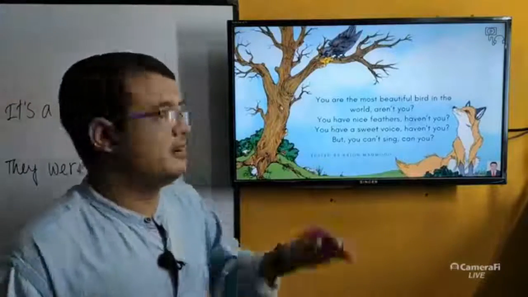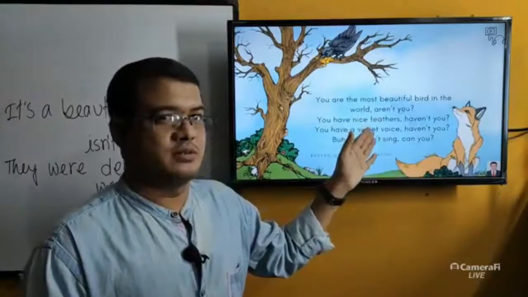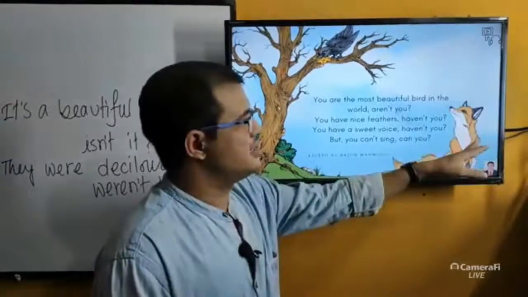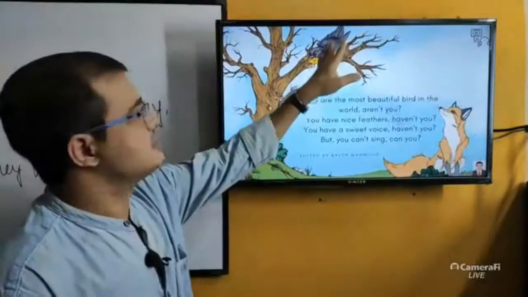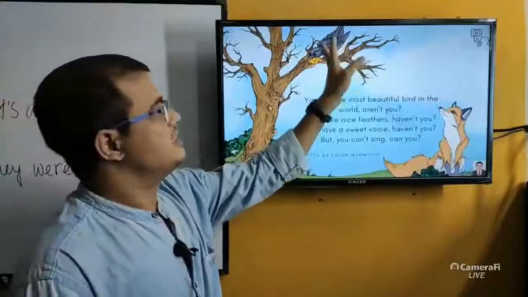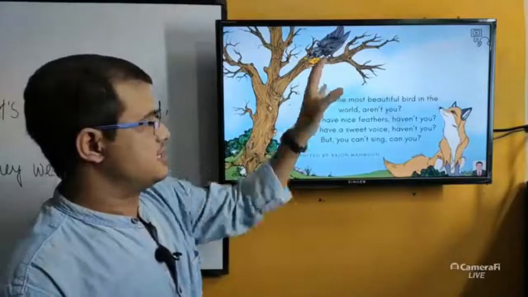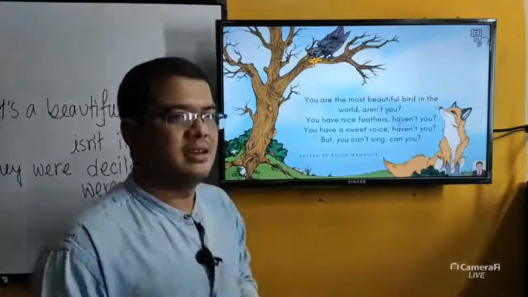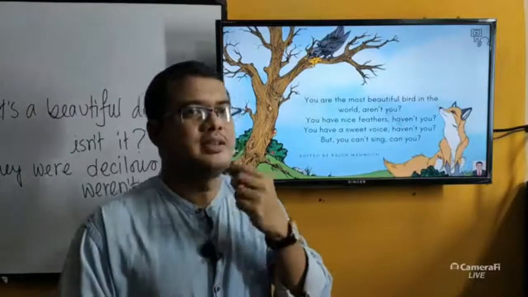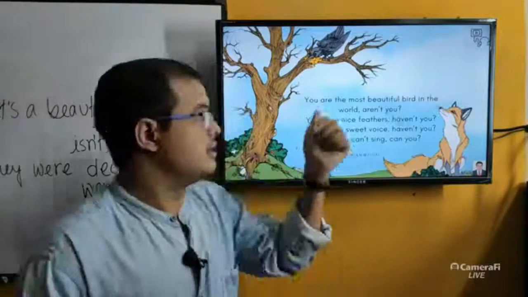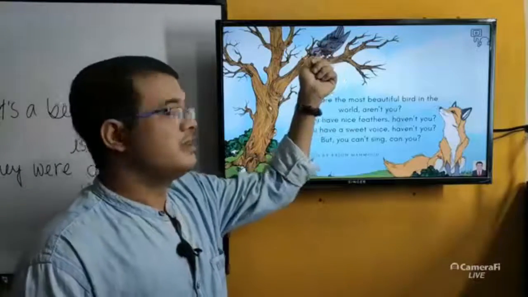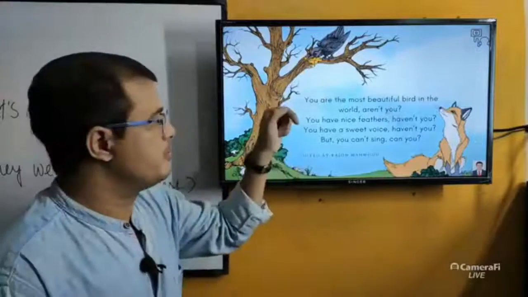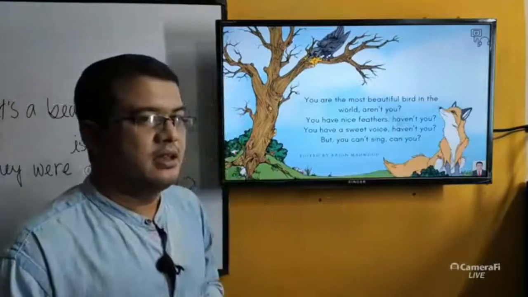So dear students, have a look at this picture once again. What can you see? Here you can see this one is a fox and this one is a crow. Yes, this crow is holding a piece of meat in its beak. In case of human beings we say lips, but since it's a bird, it will be beak. So it is holding a piece of meat in its beak.